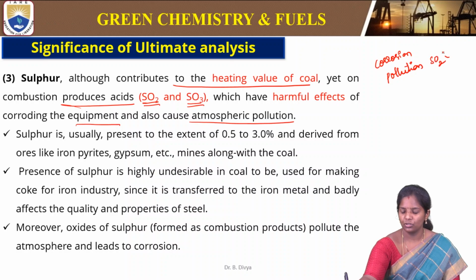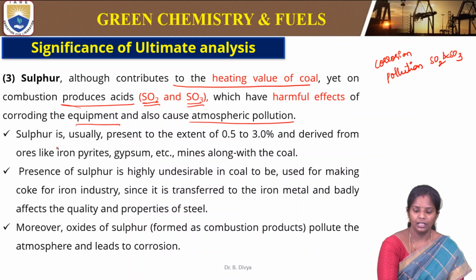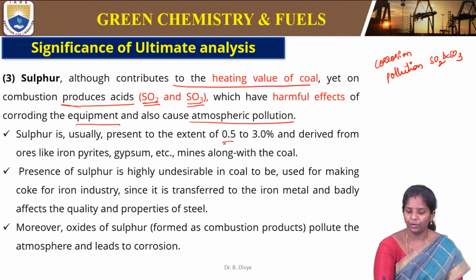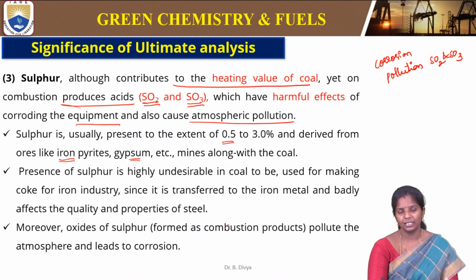So therefore, we don't need sulfur in the coal. Sulfur is usually present in 0.5 to 3% and derived from ores like iron pyrites and gypsum, mined along with the coal. So during coal mining, there will be metal ores also present in the earth. So during mining, what happens? All these will be extracted. Along with the coal, we get the sulfur in that form.